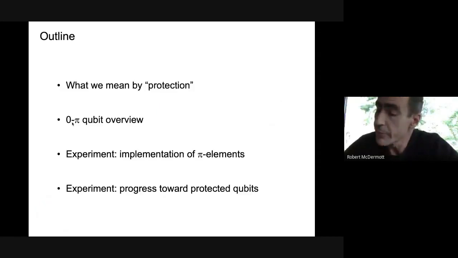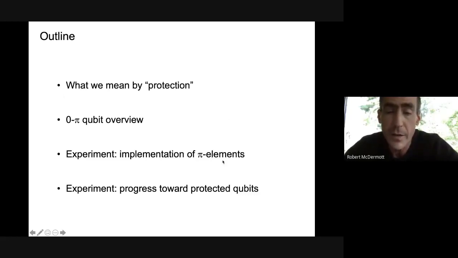So here's an outline for the talk, and I'll begin with just a brief discussion of what we mean when we say protection. And as Michel was saying, I think a protected qubit, the critical thing is that you are able to suppress all errors, not just one class of error. And I will just present the criteria for achieving full protection generically. And then I'll focus on this 0-pi implementation. And then in the second part of the talk, I'll describe our experimental progress towards realizing the 0-pi qubit.